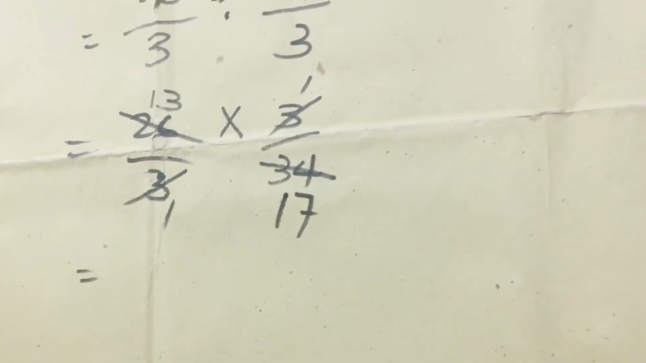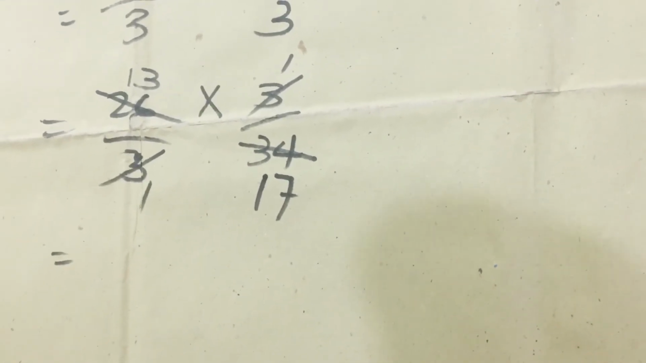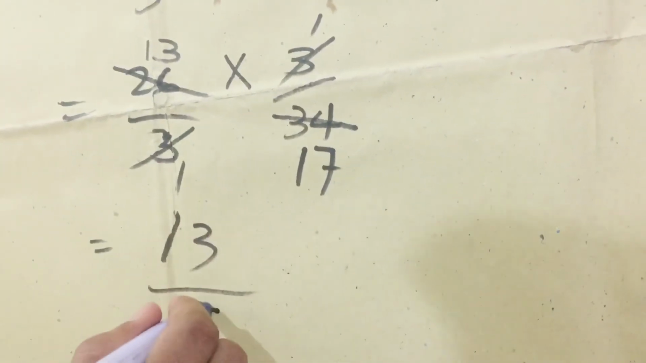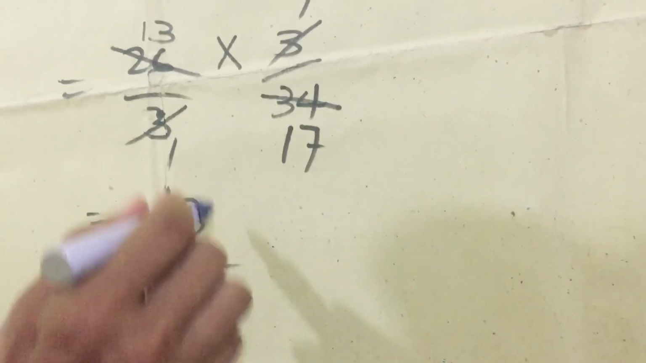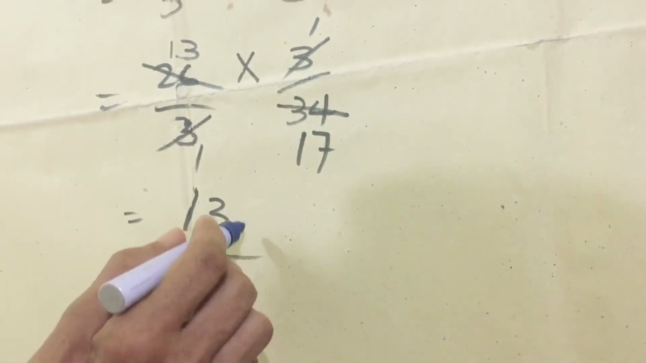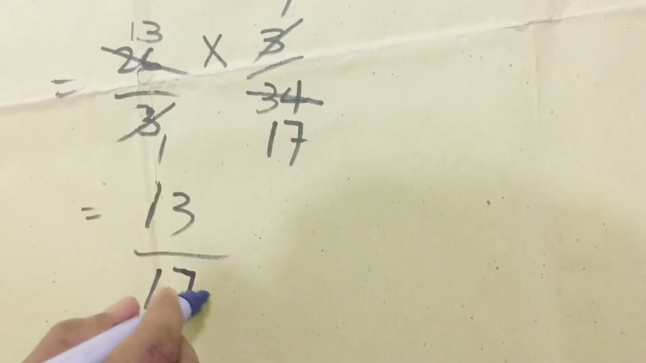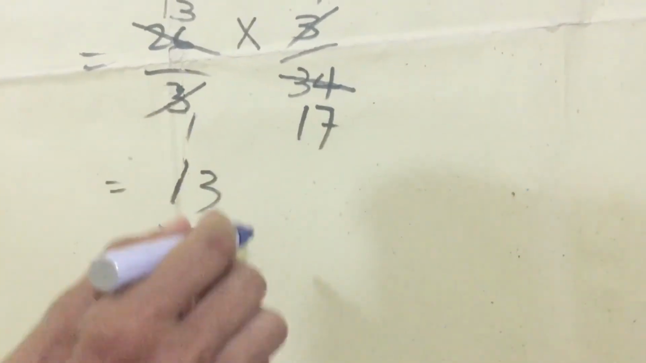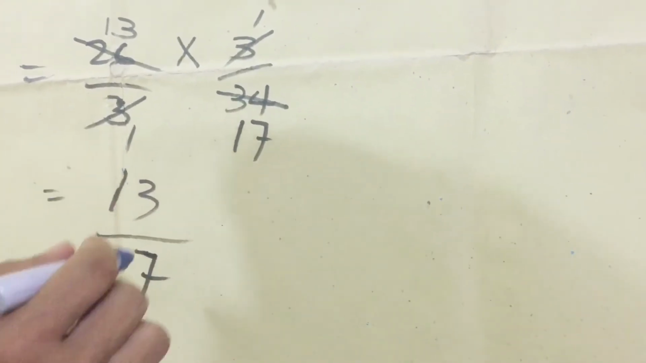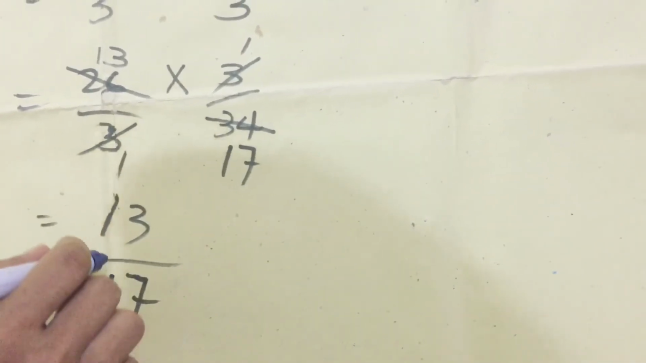Now, no more number to be cancelled. Wala na maka-cancel tayo. 13 times 1 equals 13. 1 times 17 equals 17. Okay, then reduce to the lowest term. Hindi na ito ma-reduce kasi pag dinivide natin sa 2, may remainder. Ang last natin na i-divide para malaman kung pwede pa ma-reduce ay divided by 2, numerator and denominator. So this will be our final answer.